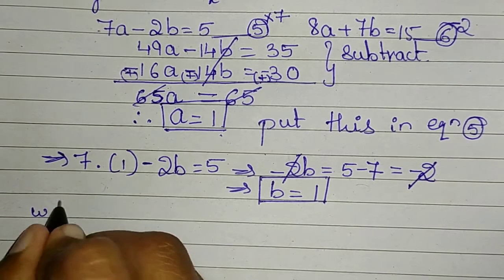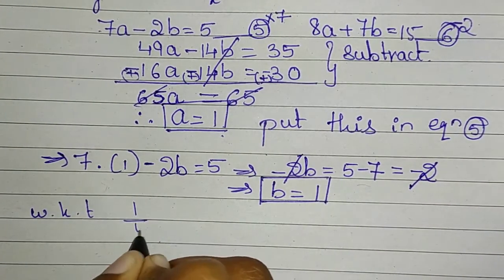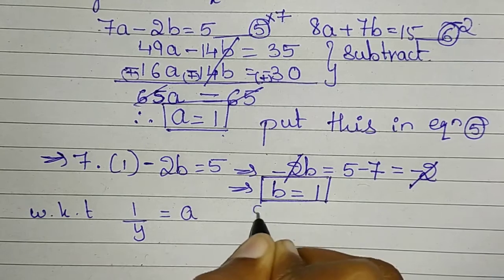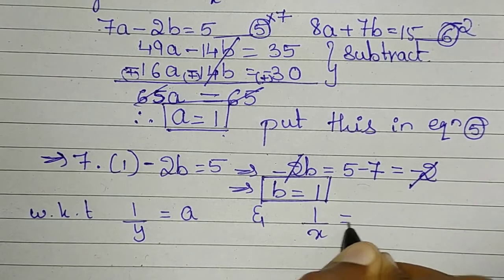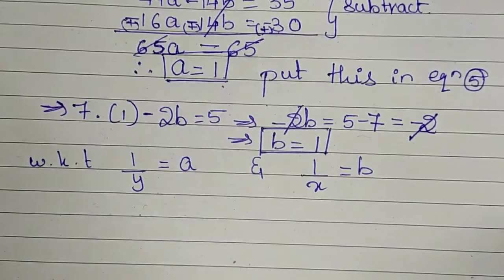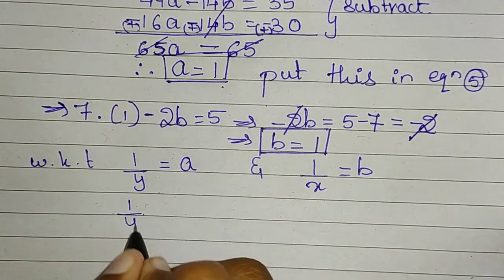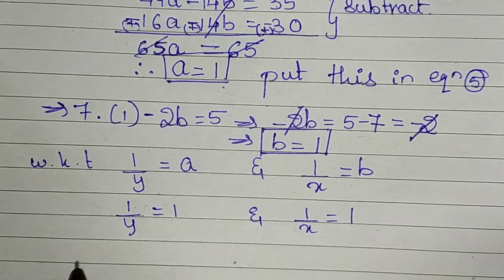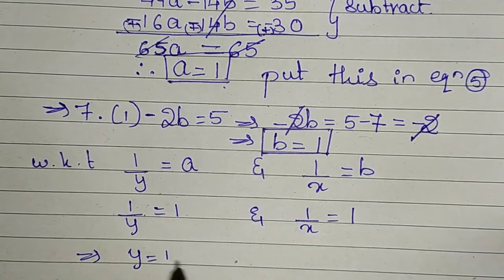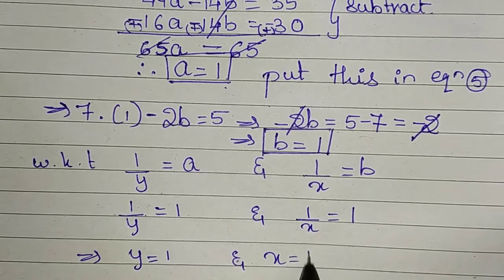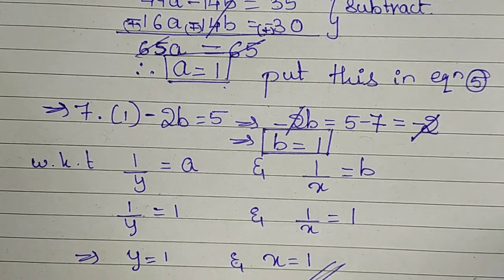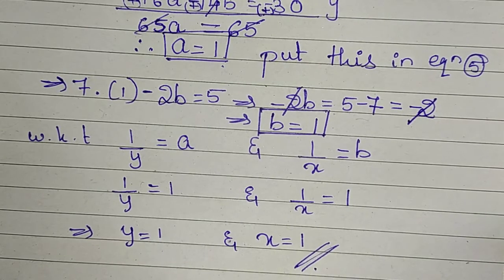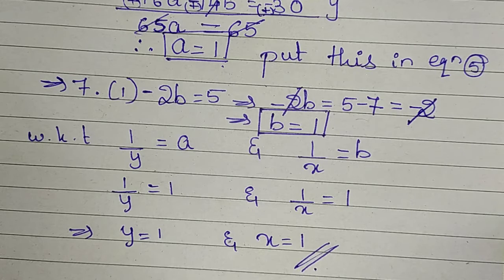We know that 1 by y is equal to a and 1 by x is equal to b. And we know the values of a and b. 1 by y is equal to 1 and 1 by x is equal to 1. So this implies y is equal to 1 and x is equal to 1. This is our required solution for the given set of equations, which we reduced into the form of pair of linear equations in two variables.